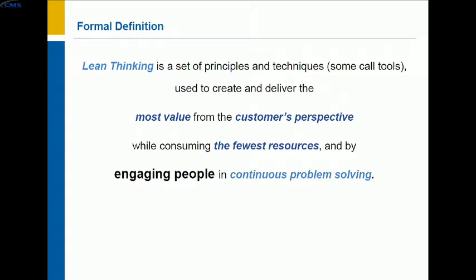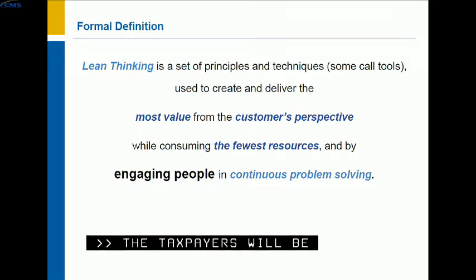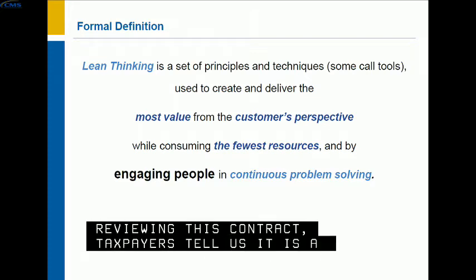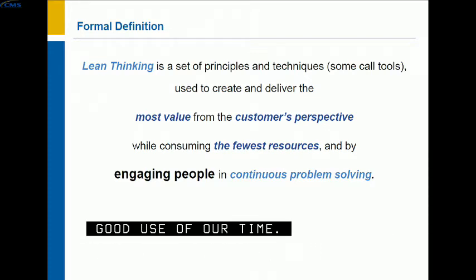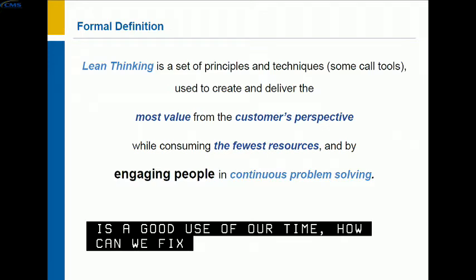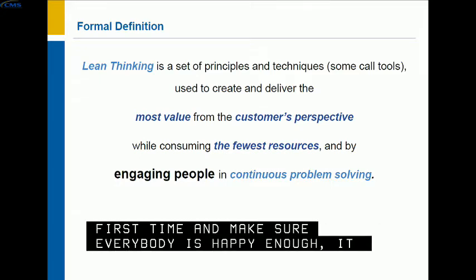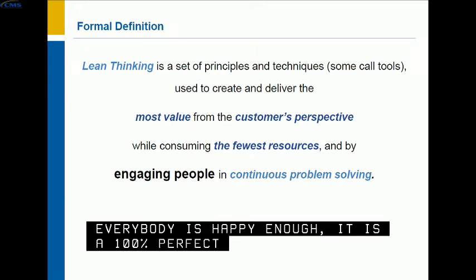And so one of the litmus tests we constantly give ourselves is, if the customer knew we were doing this, would they be willing to pay for it? If the taxpayers knew we were reviewing this contract for the 15th time, would the taxpayers tell us that's a really good use of our time? And so that's the litmus test we want to put on top of this. And if the taxpayers wouldn't say that's a good use of our time, how can we fix it so we don't have to review the same contract 15 times? We can instead get it right the first time and make sure everybody's happy and it's 100% perfect the first time. That's a hard thing to aspire to, but that's what we try to aspire to, because that's what our customers would want of us.